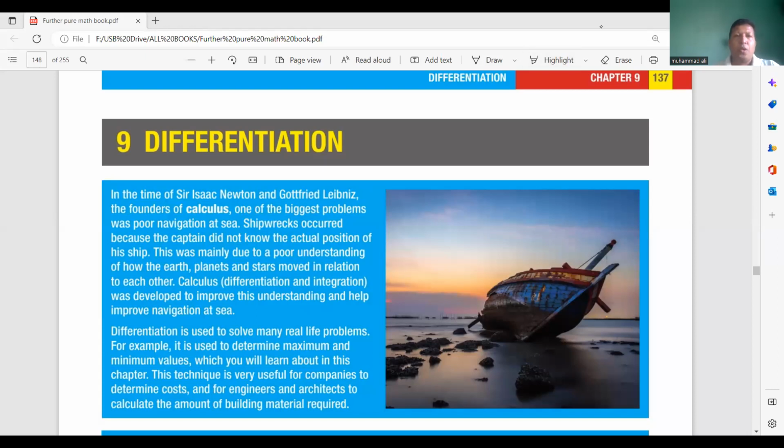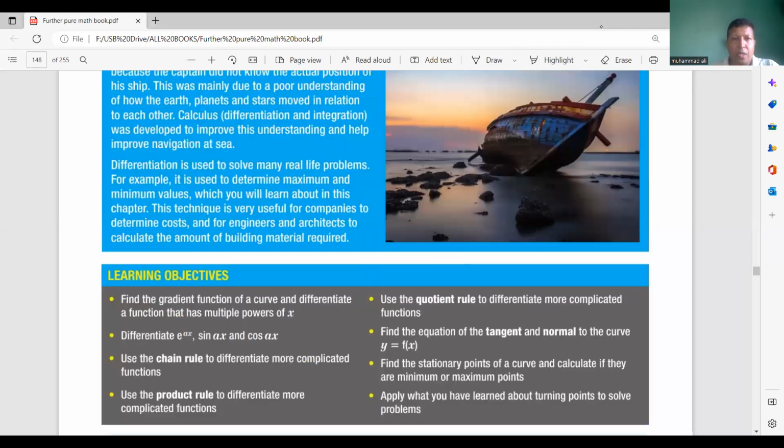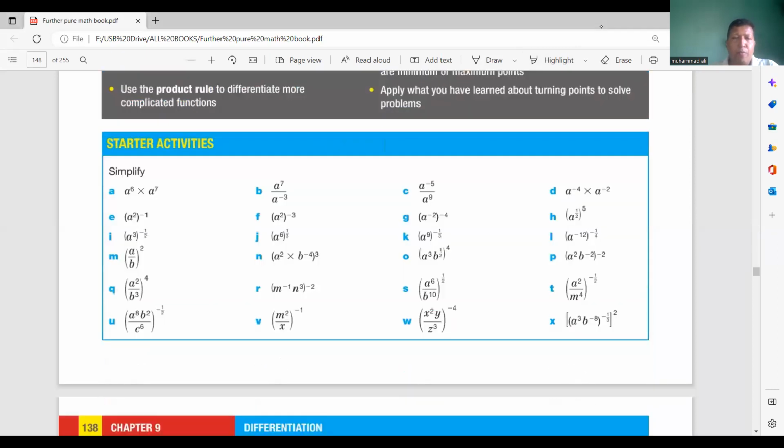Hello everybody. Today we will solve some problems from the O-Level Further Pure Mathematics book, chapter 9, differentiation. Before starting this chapter, we should have some skills to do these things.